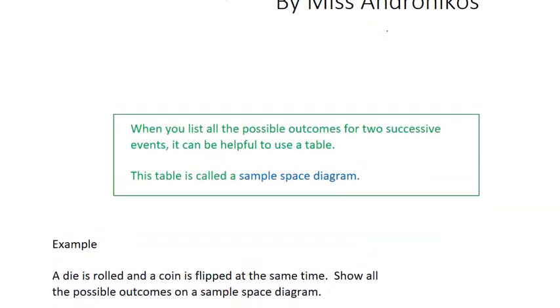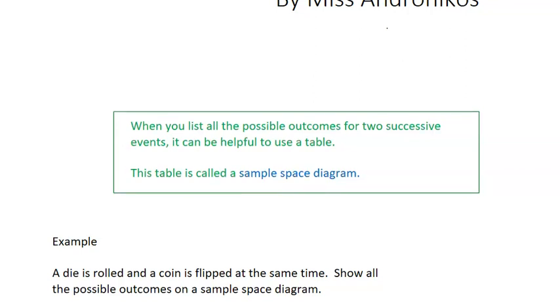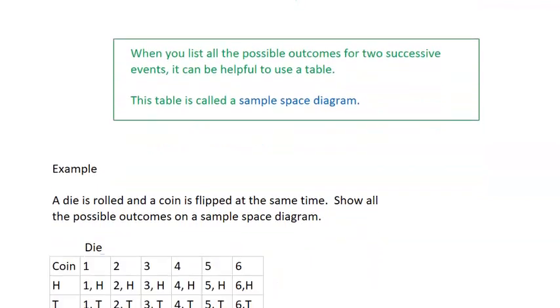When you list all the possible outcomes for two successive events, it can be helpful to use a table, and that table is called a sample space diagram. Different diagrams can look a little bit different, and sometimes people like to use a tree diagram or another method of listing. Any sort of diagram is useful so that you don't miss options.